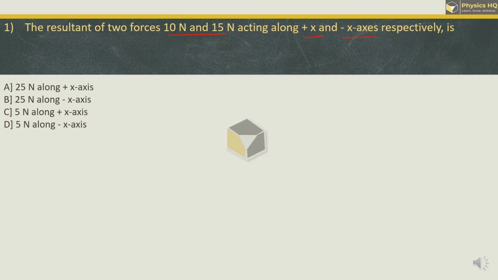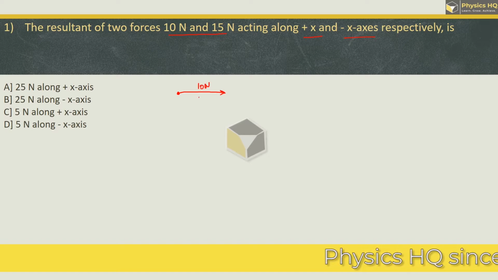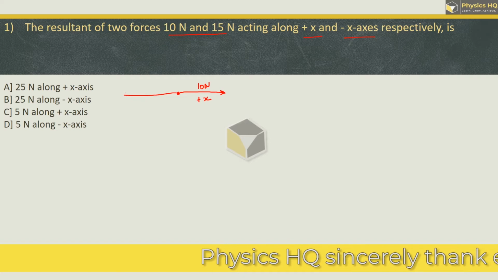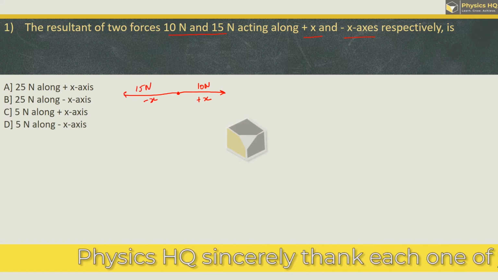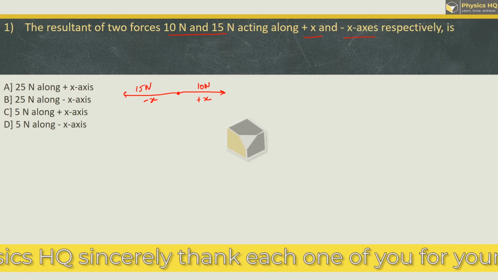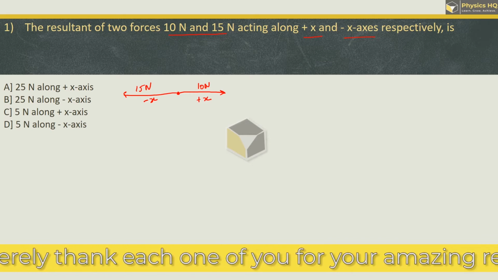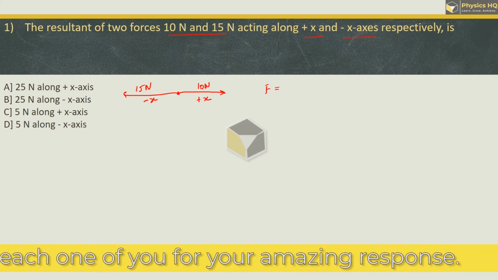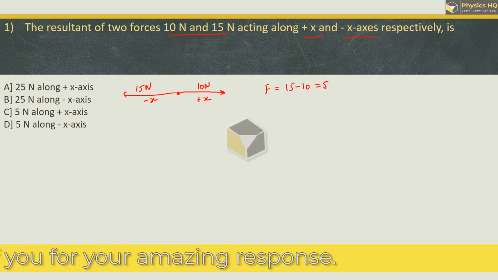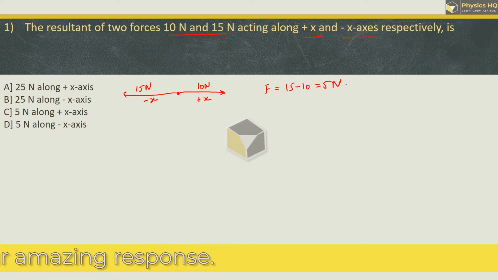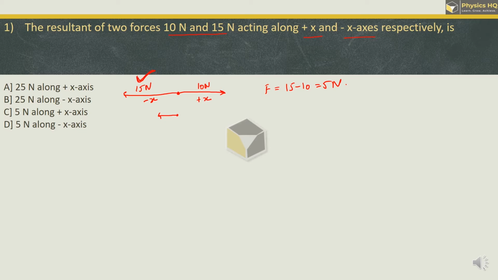Now what we have over here is, there is this force of 10 Newton which is acting along positive x-axis, and there is this force of 15 Newton which is acting along negative x-axis. Now since these forces are opposite in direction, their resultant force will be the difference of them. So the difference will be 15 minus 10, which is 5 Newton. Now the direction of this force will be along the negative x-axis because the force along negative x-axis is greater. So finally what we can write over here is, we got a resultant force of 5 Newton along negative x-axis. So the correct option is option D.